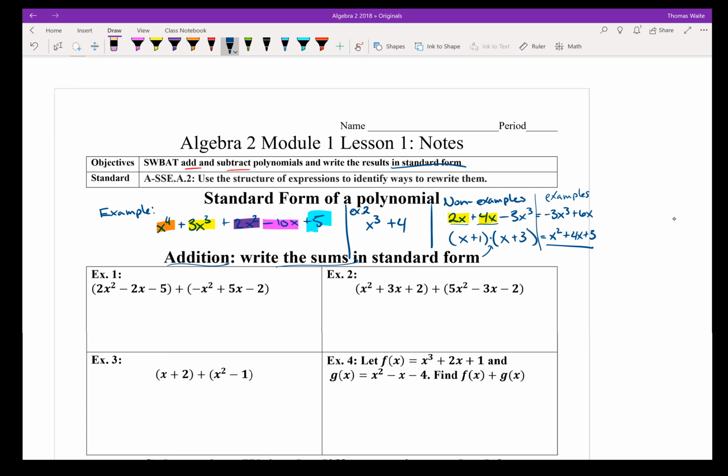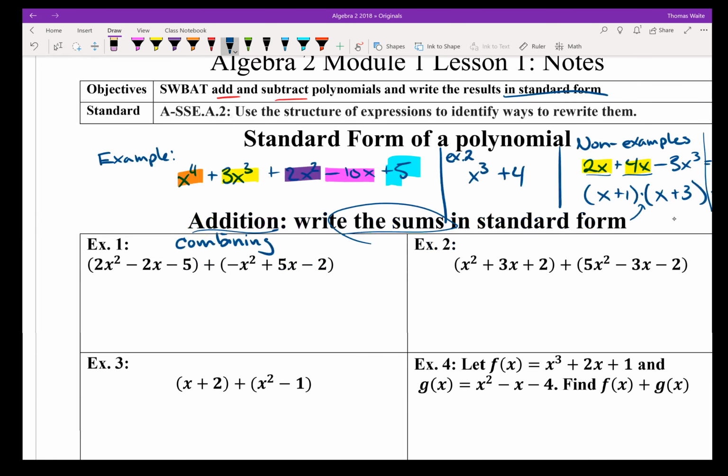This will probably be one of the most straightforward skills. When we say addition, we're just combining. I like to think of it as combining. If we have some quantity of things, we want to combine the like things with it. So here we have a 2x squared, and then we're just adding on a negative x squared.